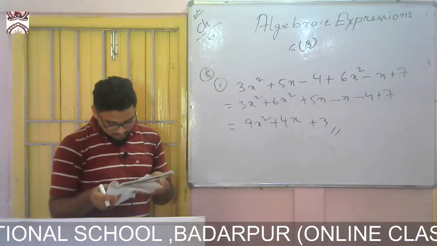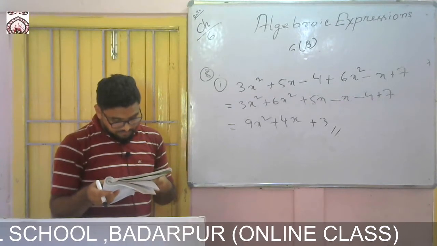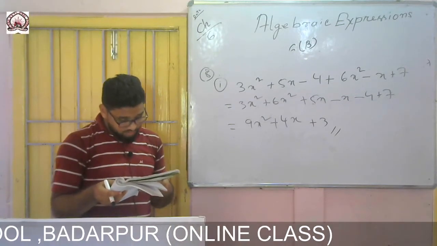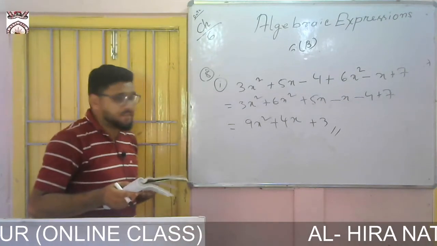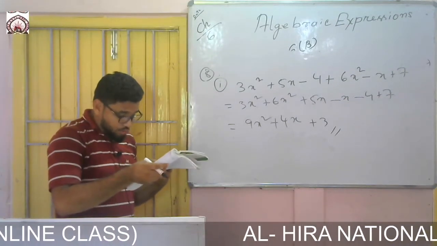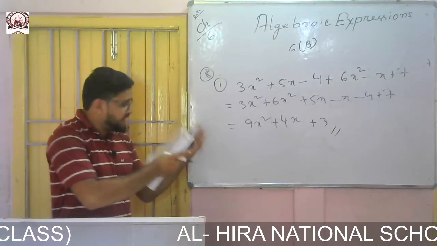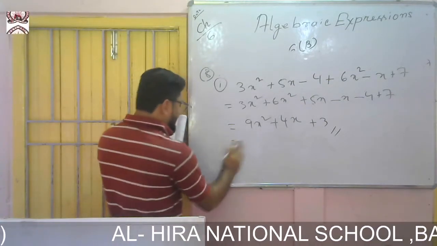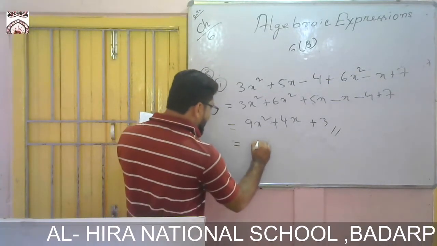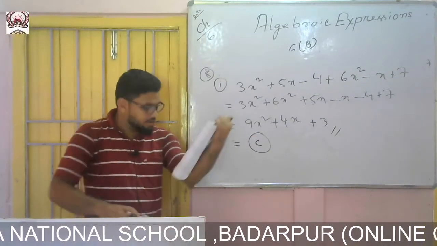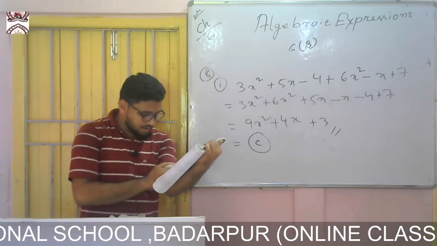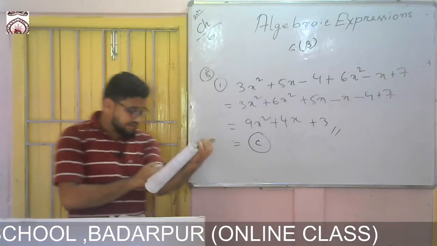Now you see question number 2. So the answer is 9x square plus 4x plus 3. So which one is matching? You see, it is matching with C. Okay. Now you see the last question, question number 4. It is a bit long.